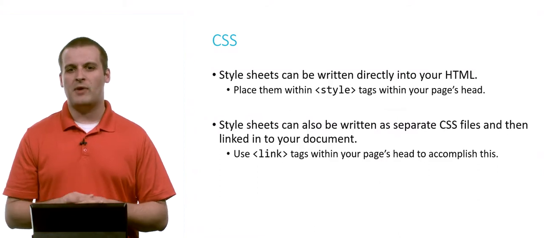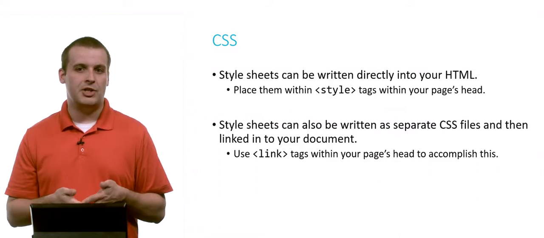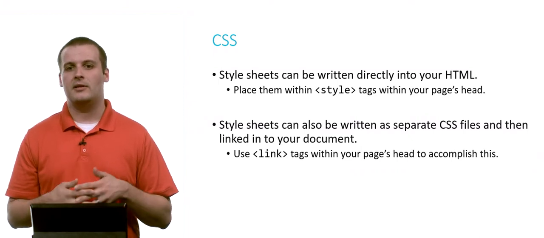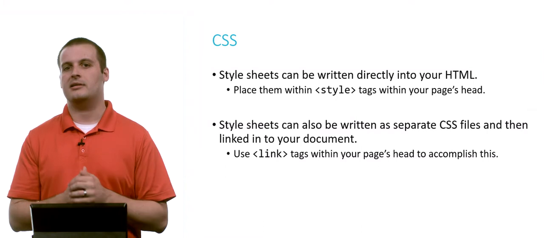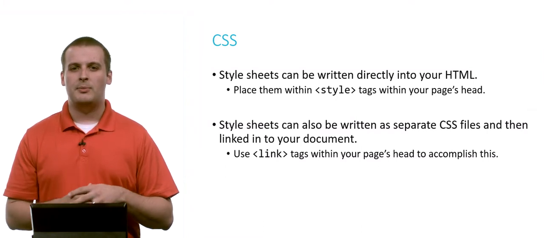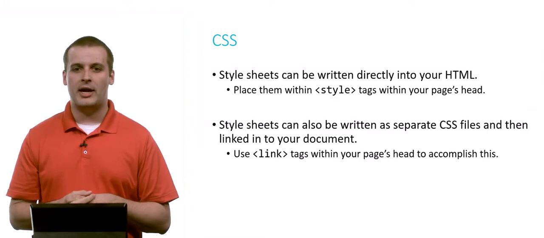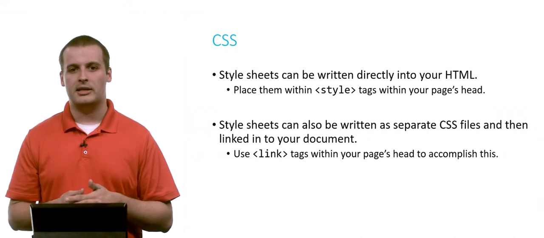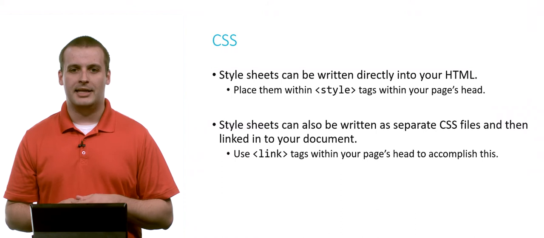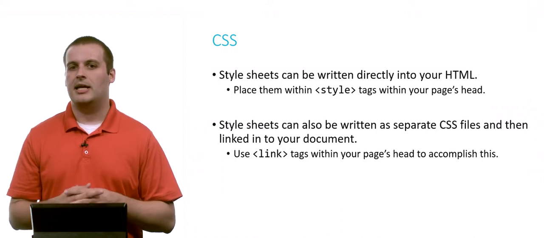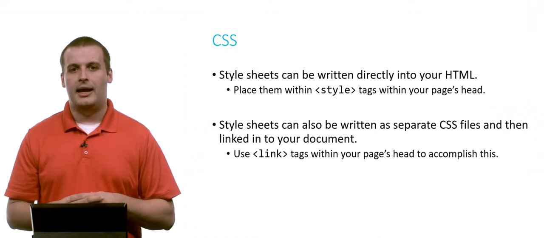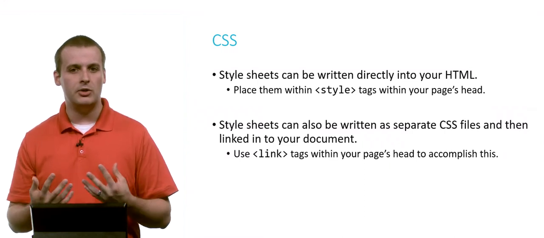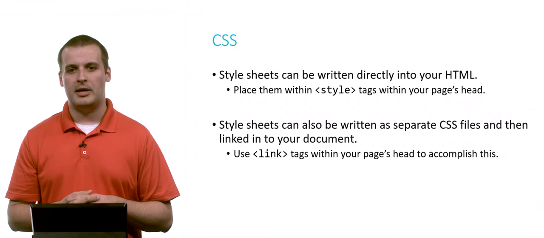There's two options for writing style sheets. You can write them directly into your HTML by placing the style sheets in between style tags, and those style tags go inside of the head tags of your web page. The perhaps more preferred way to do it is to write a separate .css file and then link it into your document using link tags. Link tags, again, are different from hyperlinks, if you recall from our video on HTML. And link tags are how we pull in separate files. It's sort of like the equivalent of a #include for web programming.